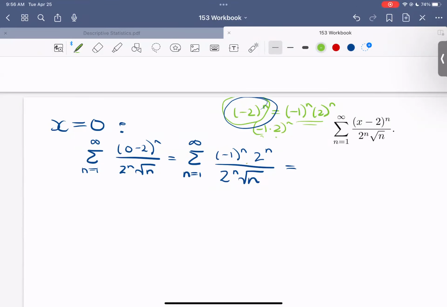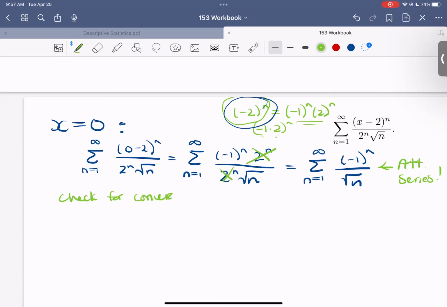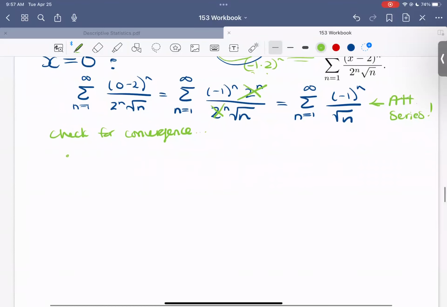Let's continue working here. Oh, nice. I see these two 2 to the n's cancel. So I'm left with the sum of n equals 1 to infinity of negative 1 to the n over root n. And so now I can recognize this as an alternating series. So let's go ahead and check for convergence. So let's check our three conditions.